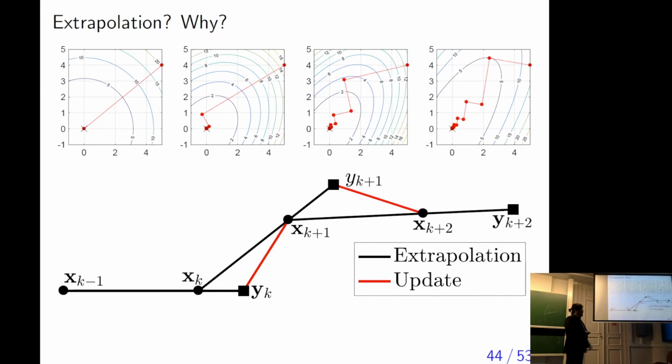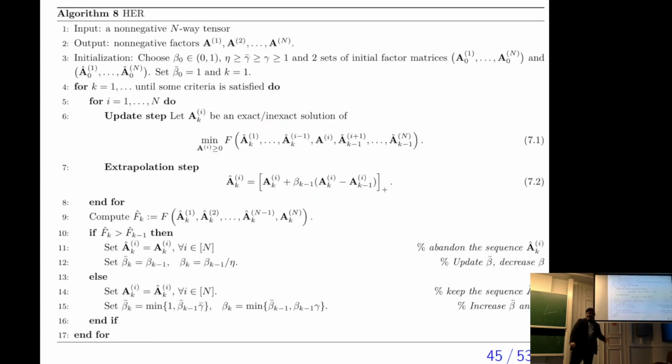That is, you have 2 sequences instead of 1 sequence. Previously, you only had x. Now you have x and y, and you are using y as the extrapolation point. You basically take the direction x_{k+1} minus x_k, and then you move along this direction by an amount beta. Then you get y. This is the idea. So this is the overall framework, but this does not tell you a lot of things.